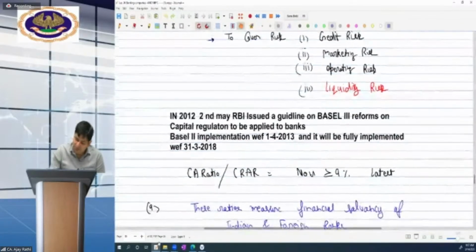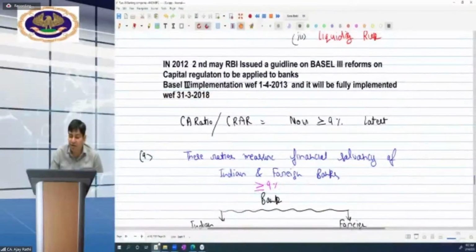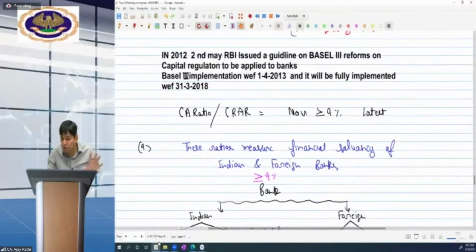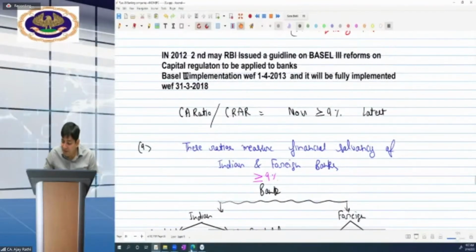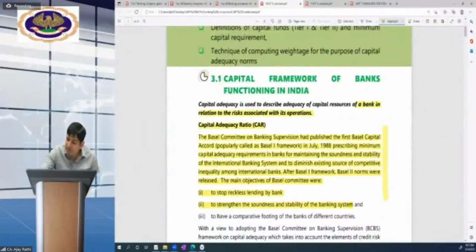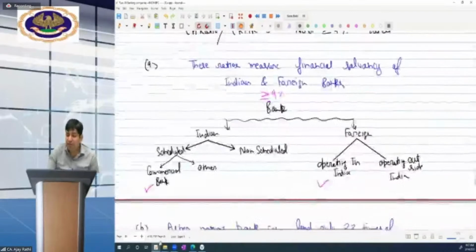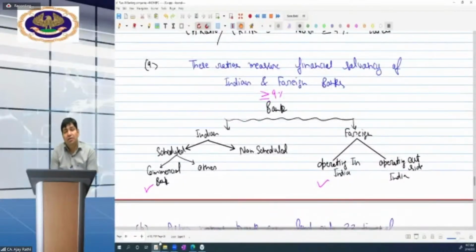In 2012, RBI issued a guideline that Basel 3 has to be adopted strictly, and from 1st April 2013 it was implemented. This is the theory which you will find after reading everything in this unit. After that you have to go with the numericals. Then also you will need this chart. Instead of reading the complete chapter, you will be solving the questions. If you need, you read this chart.